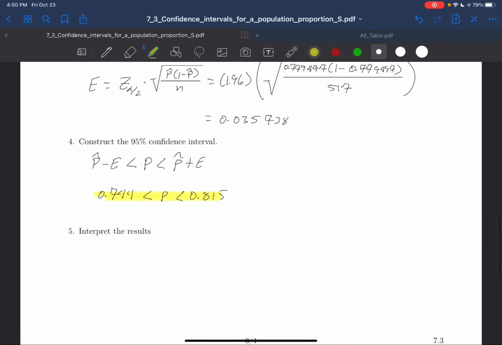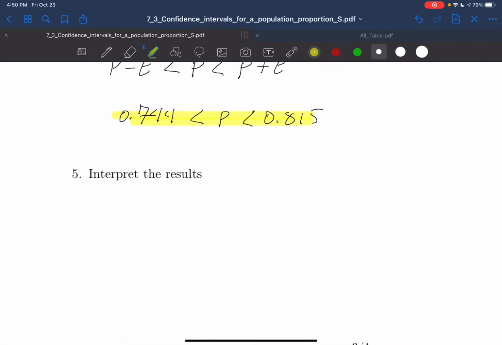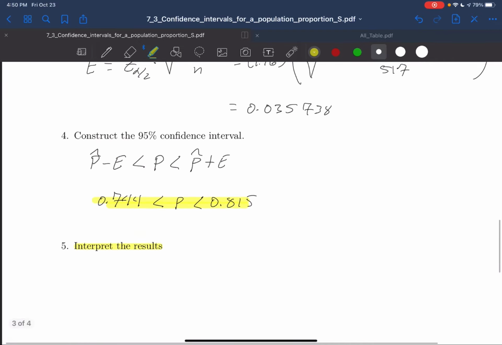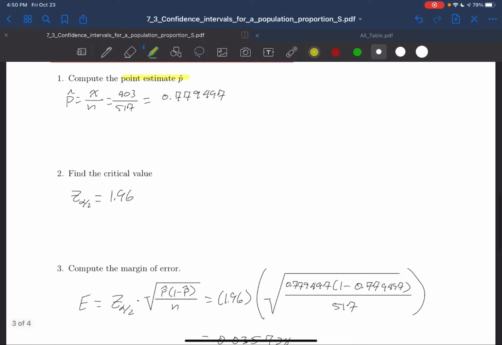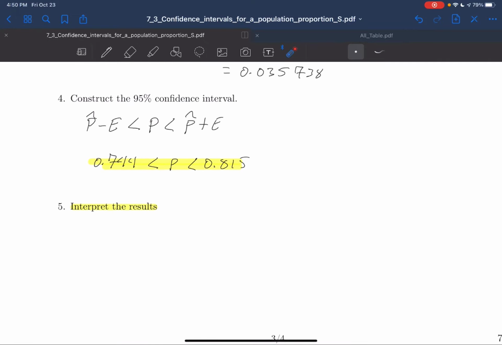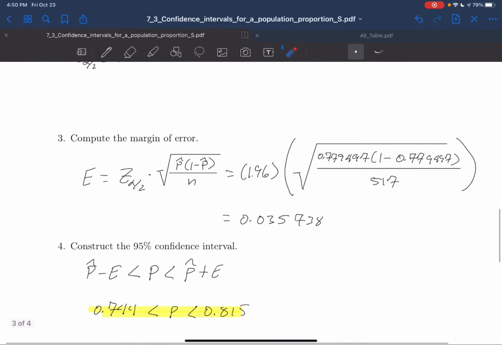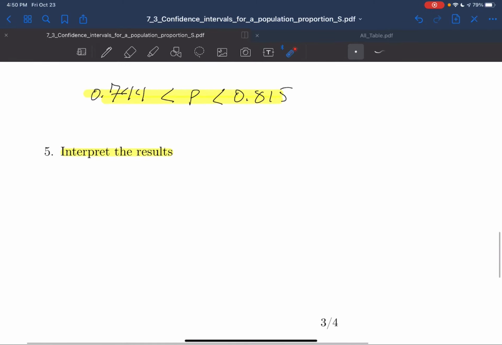But the last step is that we have to interpret our result. If we're able to compute all this, but we're not able to know what it means, then there's not a lot of value behind it. So we have to be able to interpret our result.